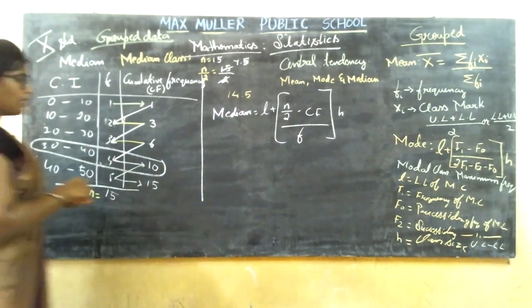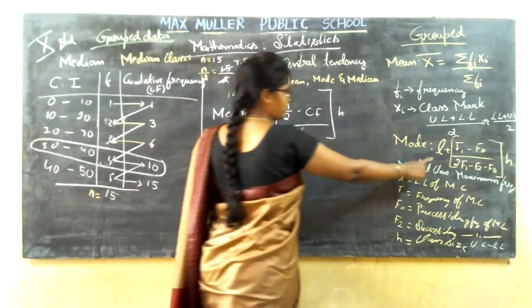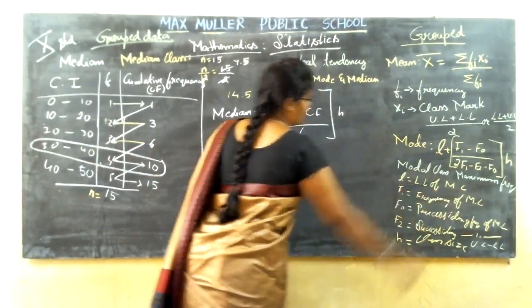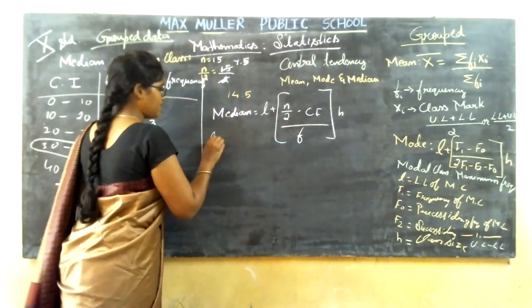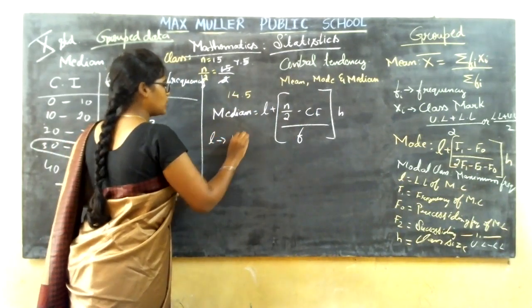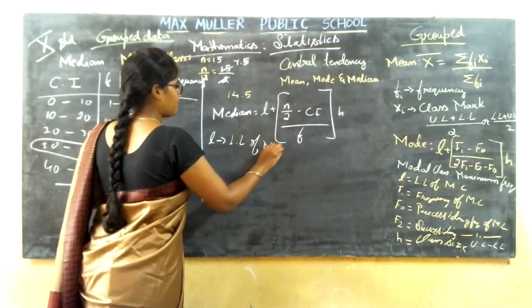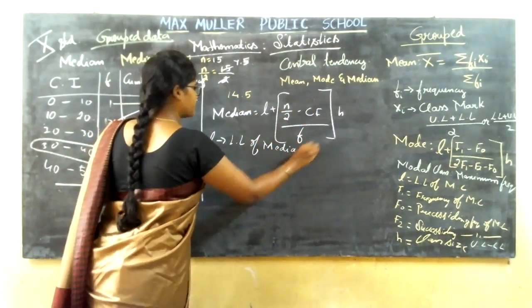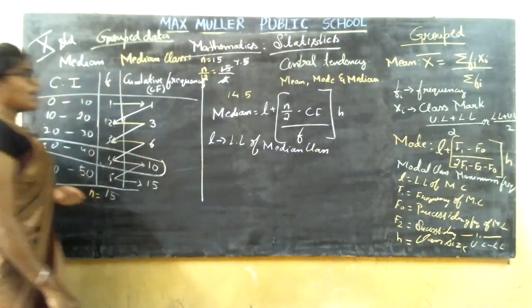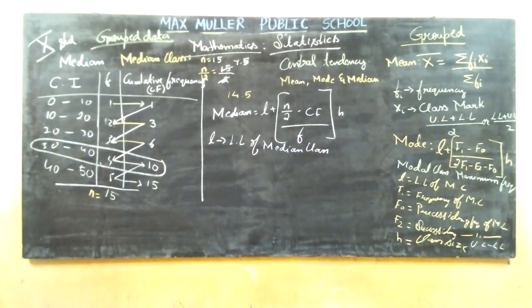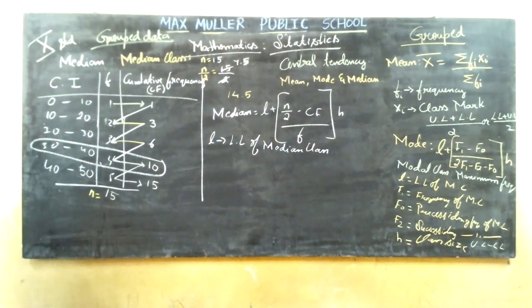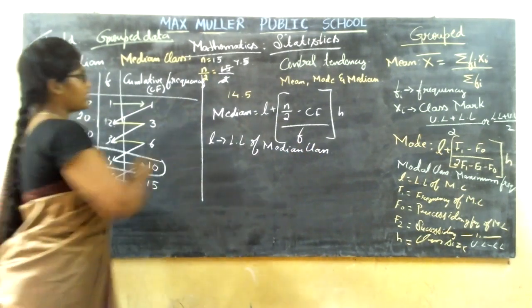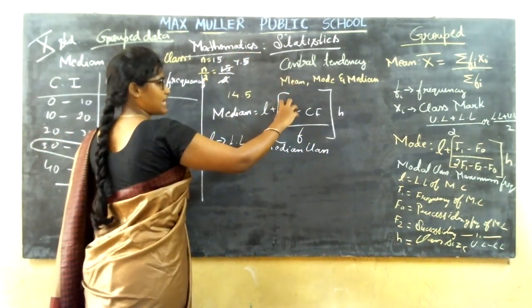Now what is this L? As you have seen for the modal class, similarly here L belongs to the median class. What does this L belong to? L belongs to the lower limit of the median class. Then what is that n by 2? Whatever value you get here, you can directly put this value here. Thus n by 2. Why?